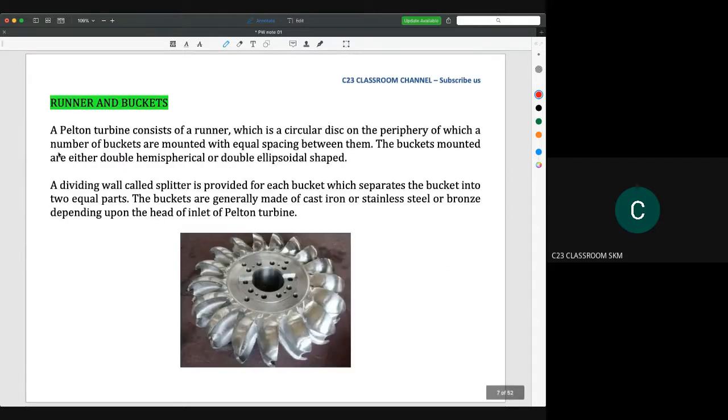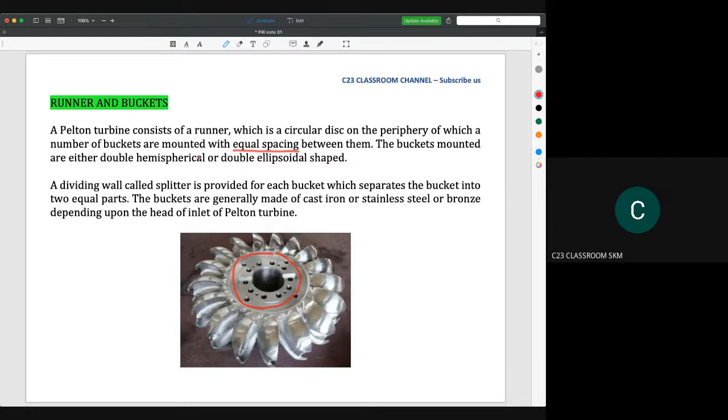So and then the runner and bucket. A Pelton turbine consists of a runner, which is a circular disc. This is the circular disc, on the periphery of which a number of buckets are mounted with equal spacing between them. The equal spacing is very important, because it makes sure that the water jet hits the bucket continuously.